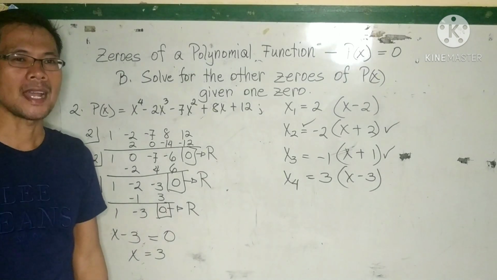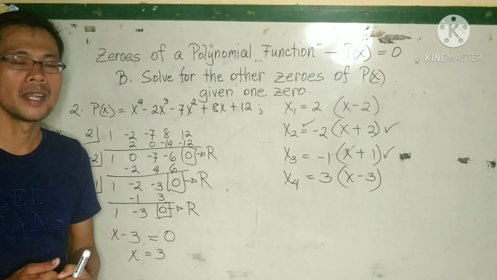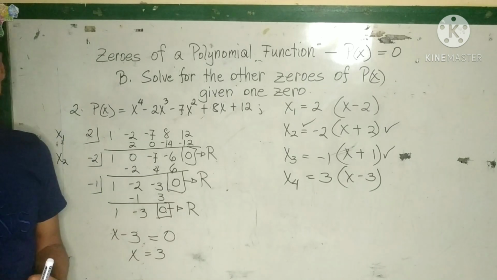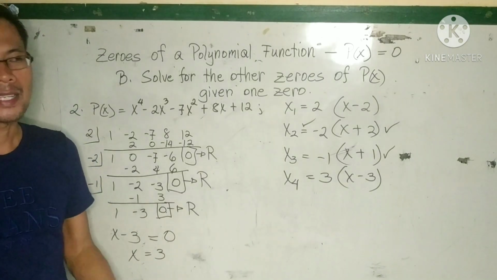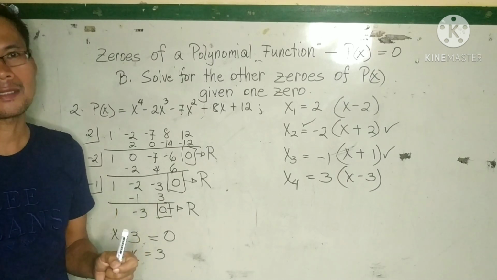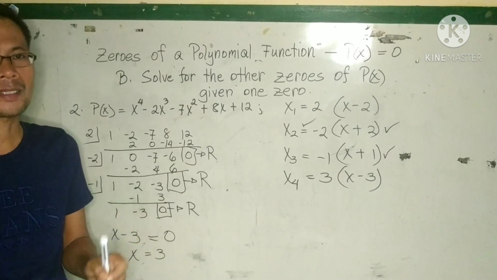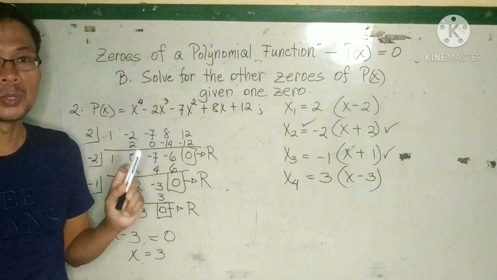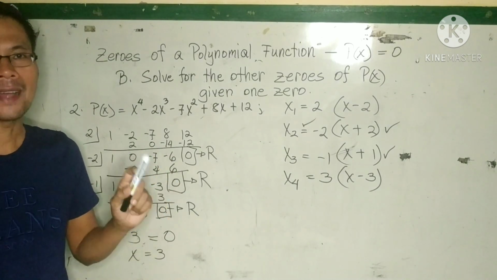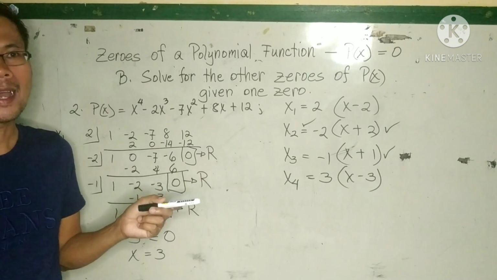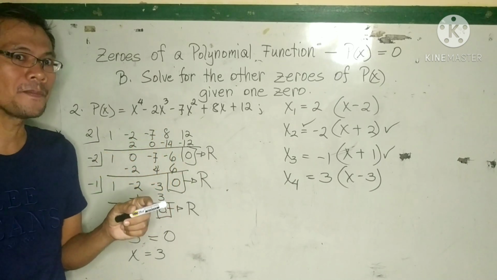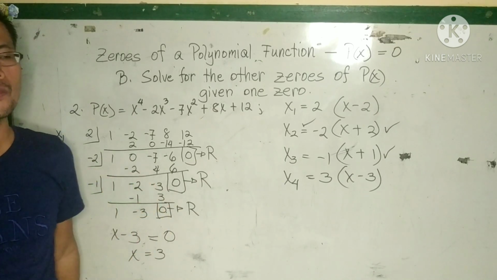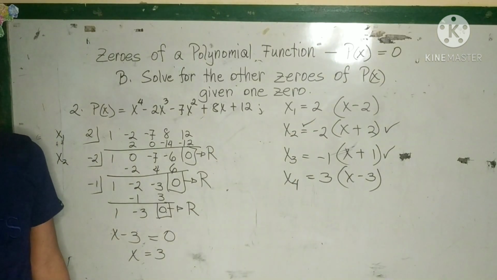So take note, as a summary, if we are to solve for the zeros of the given polynomial function, we are going to apply the synthetic division. The synthetic division will provide us the quotient, our q of x, such that the degree of the given p of x will be reduced one at a time until such time that we can have the quadratic term. Then from the quadratic term, we can have the linear term, which is very easy for us to solve for x.